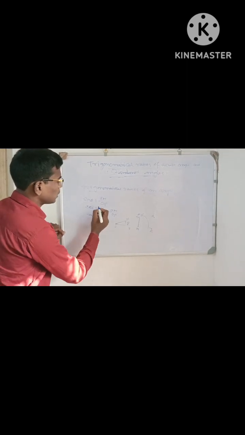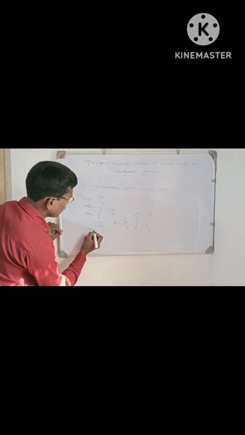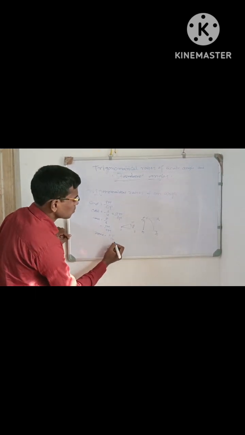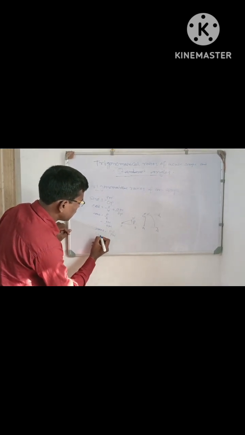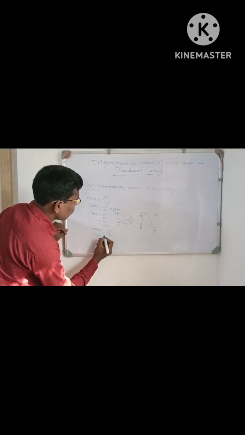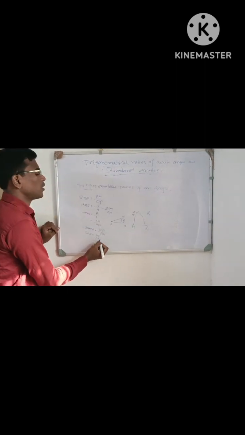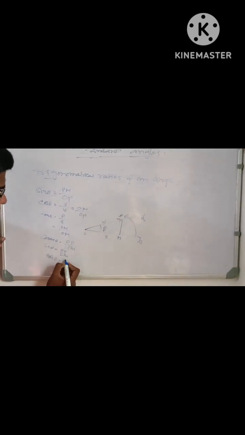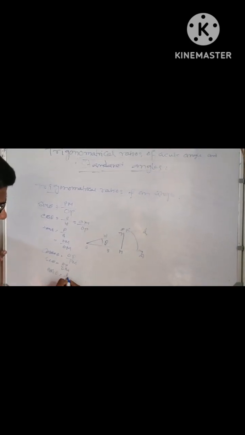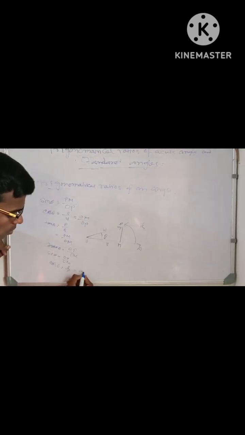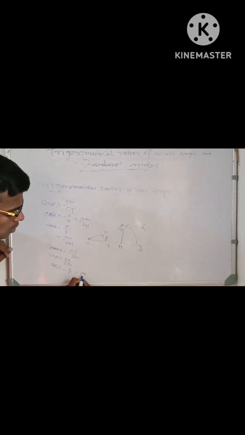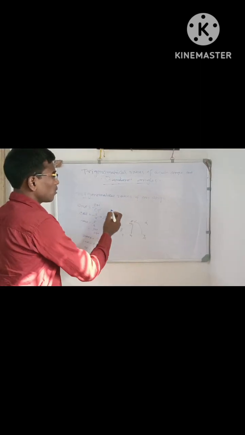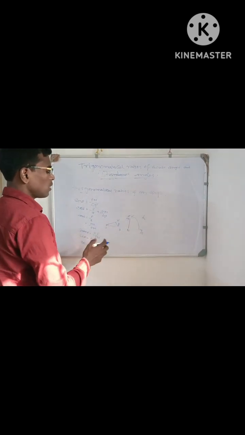Cosec theta is OP by PM, that is hypotenuse by perpendicular. Sec theta equals OP by OM, that is hypotenuse by base, and cot theta equals base by perpendicular. Here the base is OM divided by the perpendicular PM. Here the trigonometric ratios are written down.